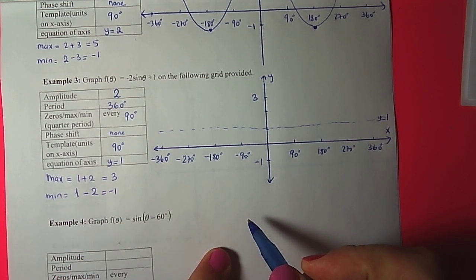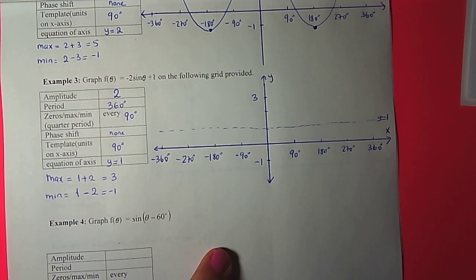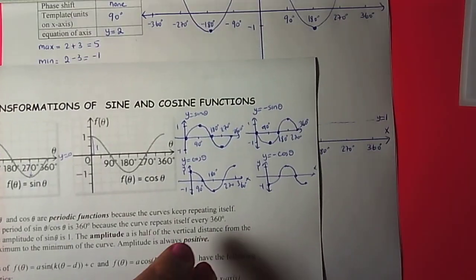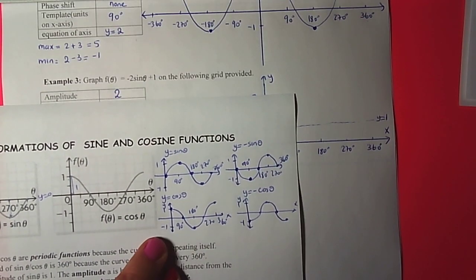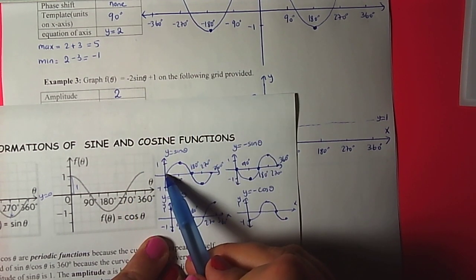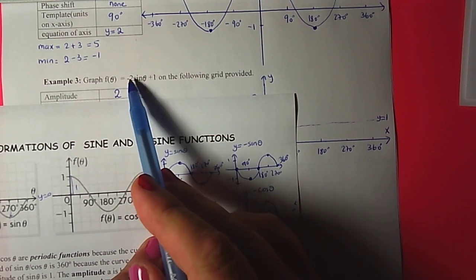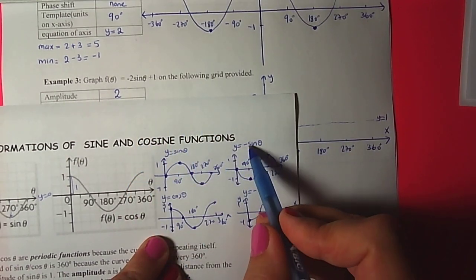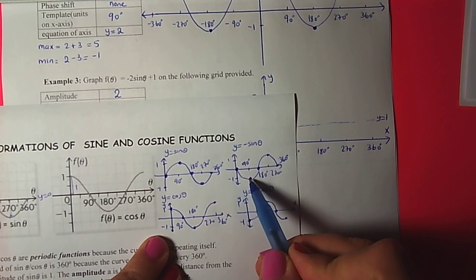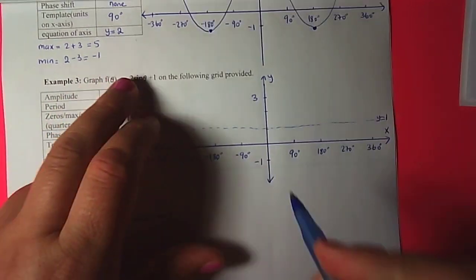Next step, mark your start point. If there's a phase shift, of course, you have to look at the phase shift. But in this case, there is no phase shift. So then we can just look at the pattern for sine theta. If the a value was positive, then the pattern would be 0, max, 0, min, 0. If the a value is negative, then the pattern is 0, min, 0, max, 0. Okay, so it is negative sign.